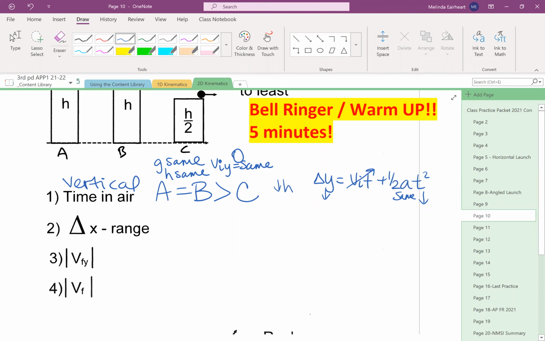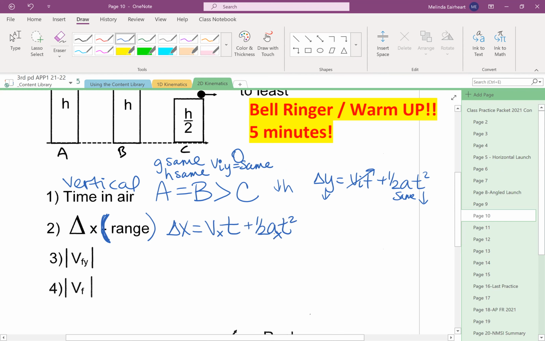What about 2? Now that's not delta X minus range. Sorry if that was your interpretation. We were meaning delta X, AKA, we call that range. Horizontal distance that a projectile travels is your vocab definition for range. So what does range depend on? What's our equation for range? Horizontal velocity times time. And if you want to put in, oh, it's the second equation, don't forget that the horizontal acceleration is what? 0. So that whole thing goes away.